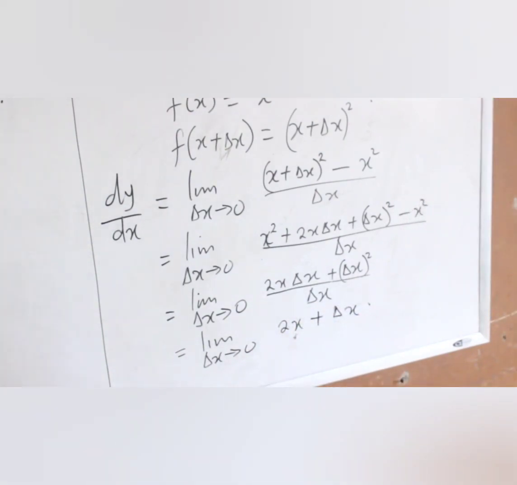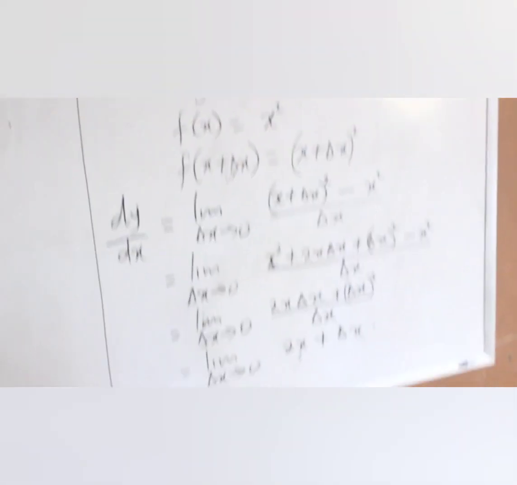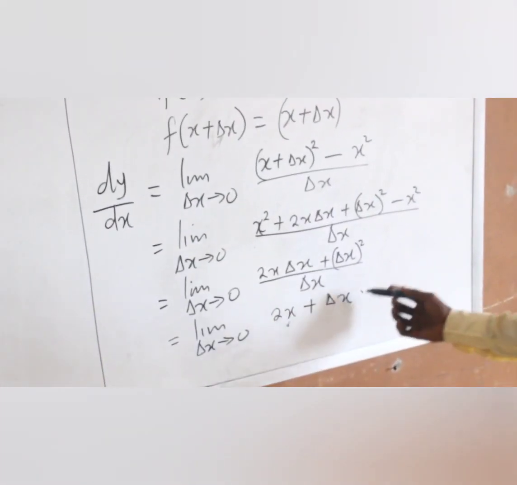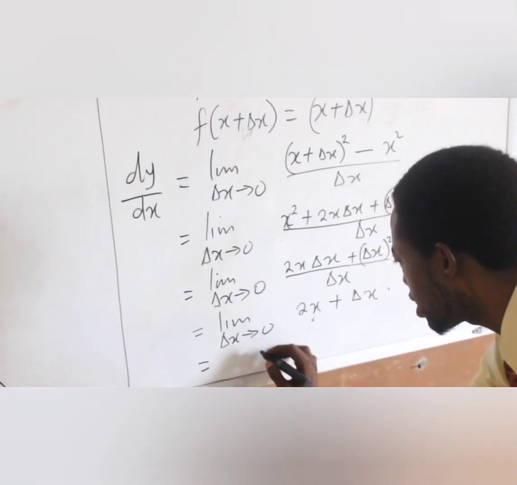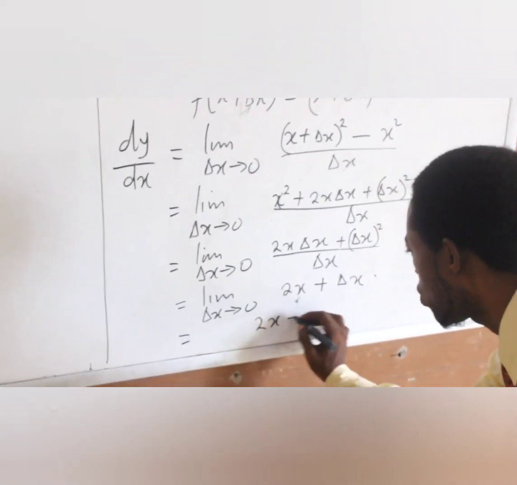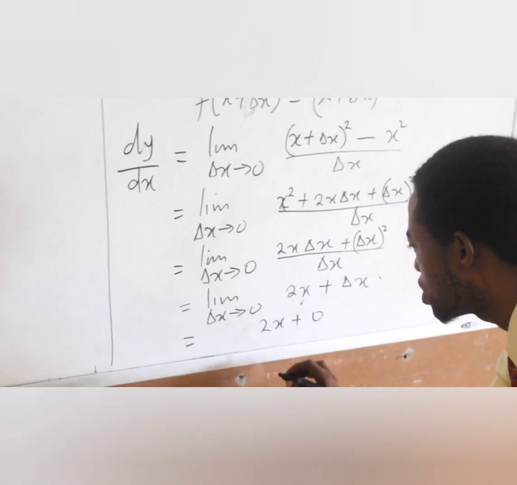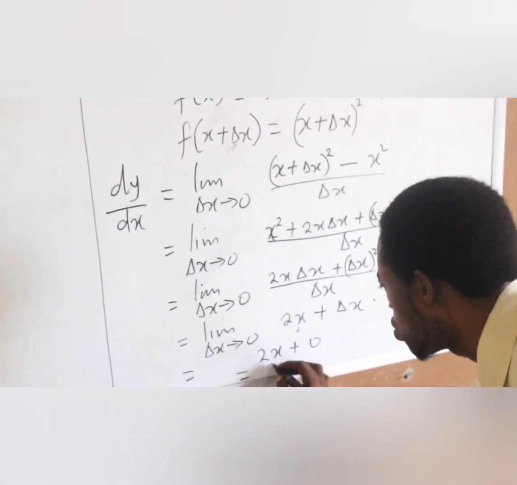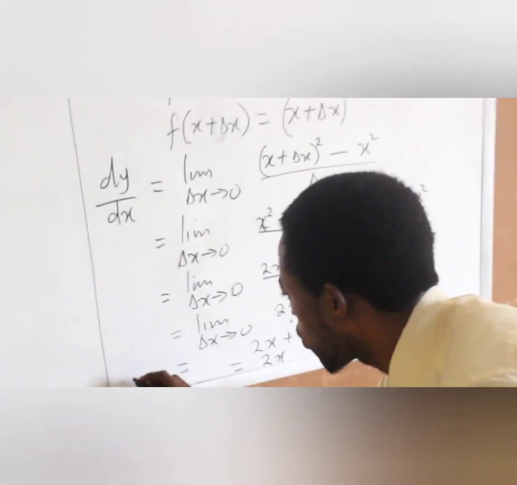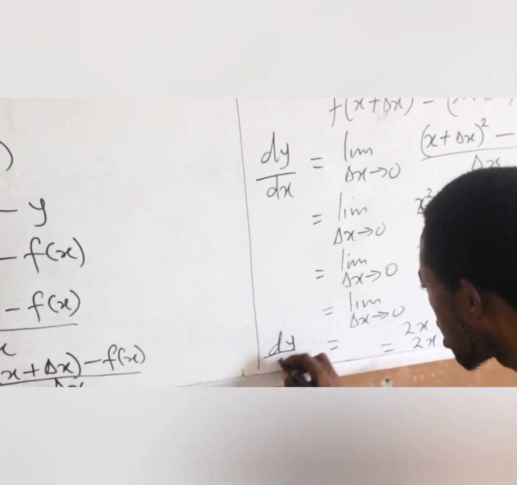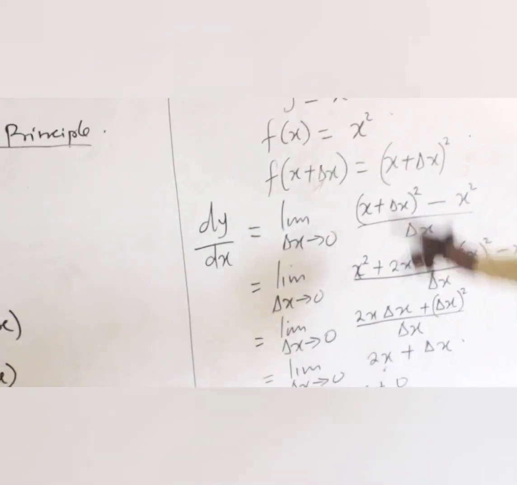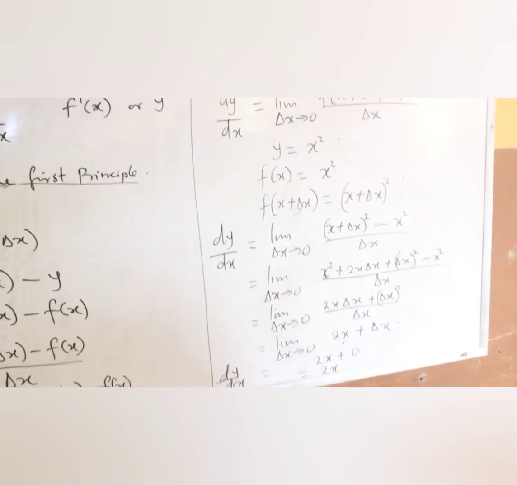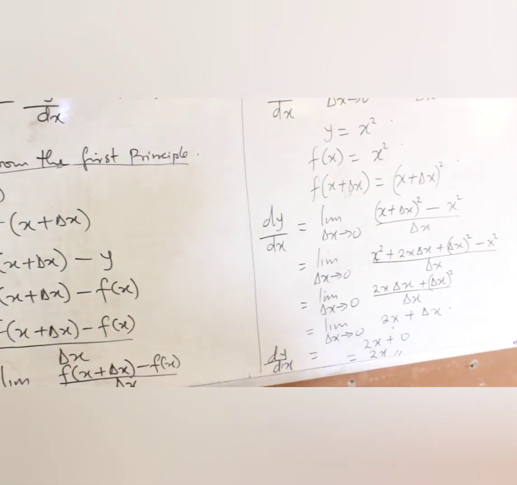Now limit as delta x tends to 0 means anywhere you see delta x, you put 0. So therefore our dy dx is now 2x plus 0, which is finally 2x. So our differential coefficient dy dx is now 2x. So the differential coefficient of y equals x squared from the first principle is finally 2x.